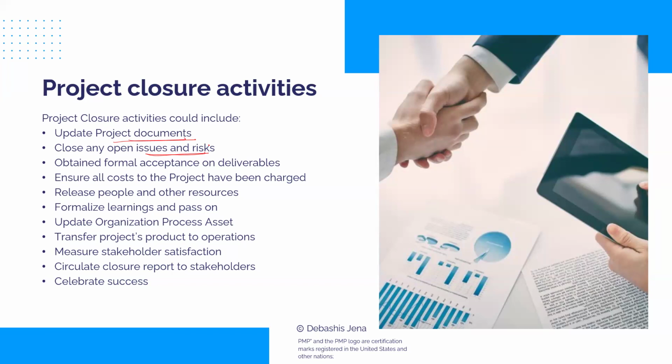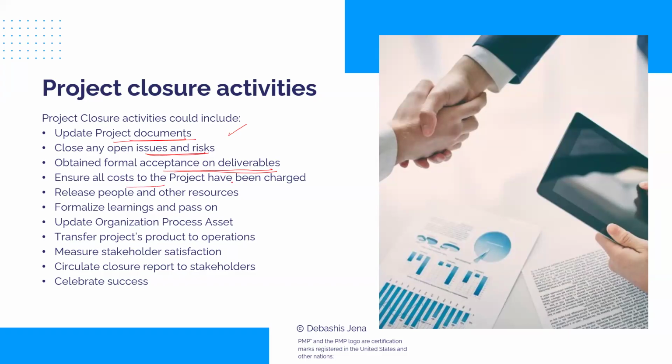If there are open items, you must close them, or you pass on the ownership of these items to whoever is going to take handover, say operations, and they agree to own that and take care of them as part of maintenance. If that's the case, okay, or else you must close it. Obtain formal acceptance on the deliverable. So you get a sign off. Say, UAT sign off, let's say.